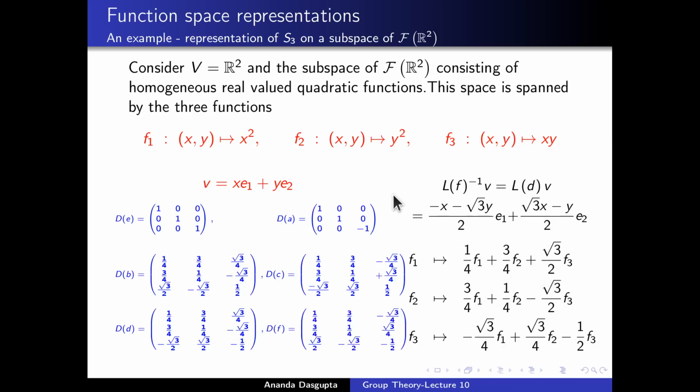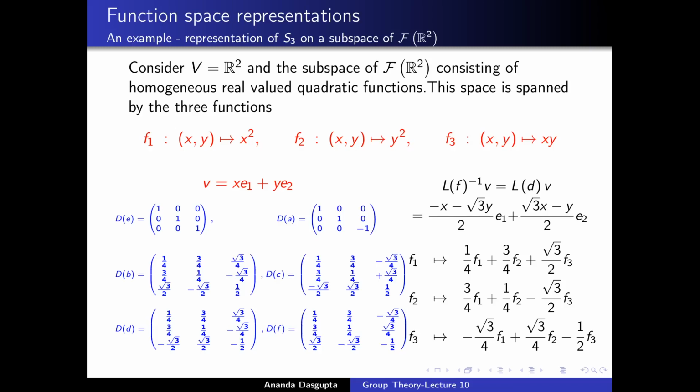This set of 6 matrices gives us a 3x3 representation of the group S3, and the way we found this out is we started with a set of homogeneous quadratic functions on R2, used the fact that we already know what happens to R2 under the action of our group elements, and from there we went on to figure out what happens to the functions under this transformation, and that gave us this particular three-dimensional representation.